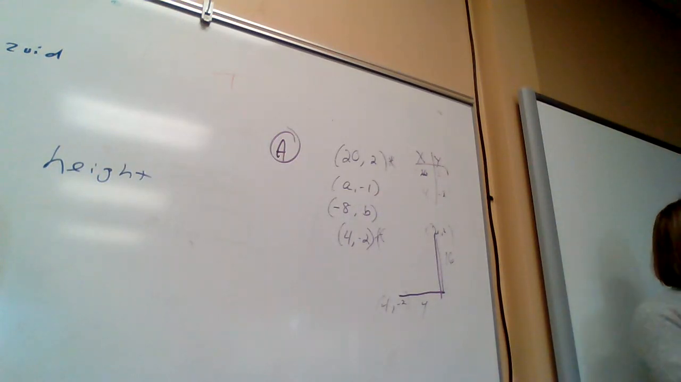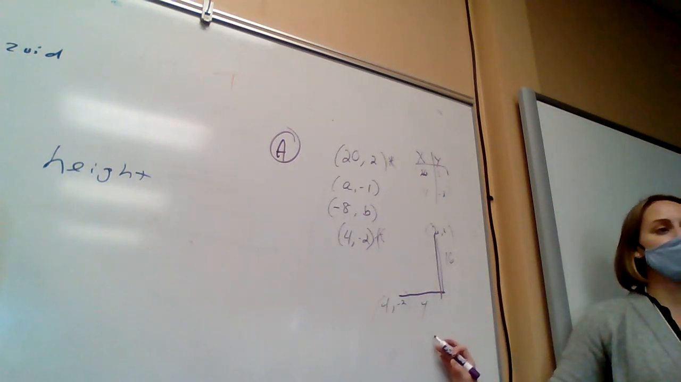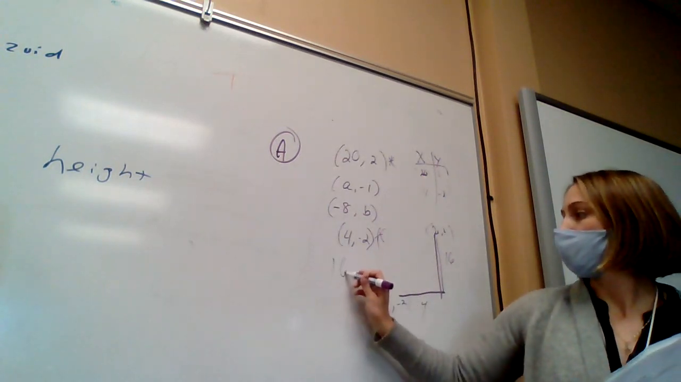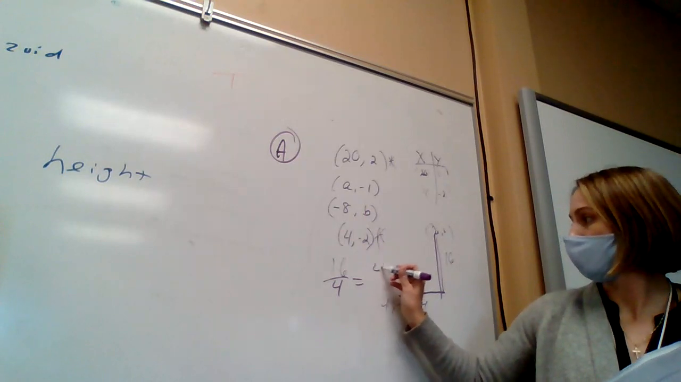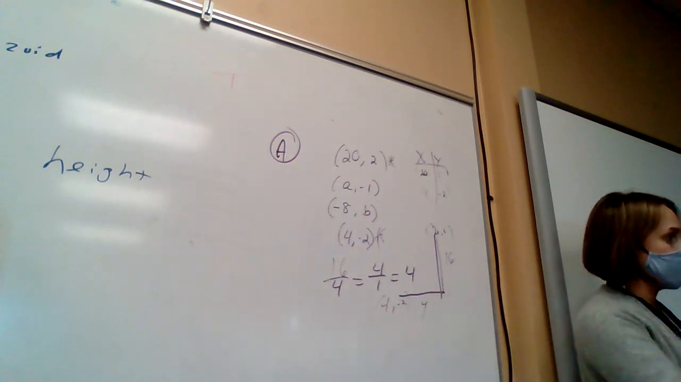Yes. Slope is rise over run. The rise is 16, the run is 4. So it'd be 4 over 1. Yep. So the slope is 4, or 4 over 1. Okay?